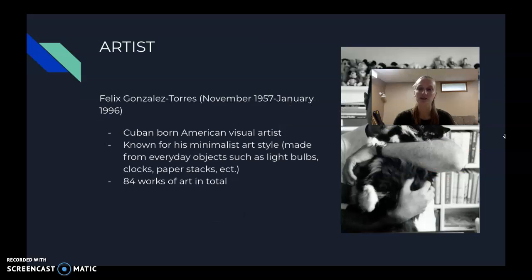In the second miniature paragraph, I'm going to explain the artist I chose, which is on the screen right here. Artist Felix Gonzalez-Torres was born in 1957. He passed away in 1996.